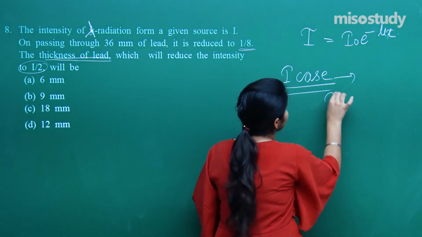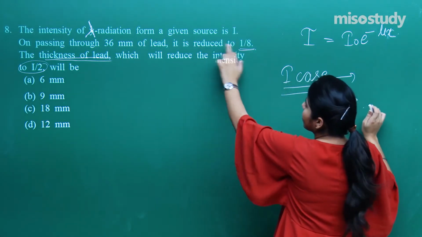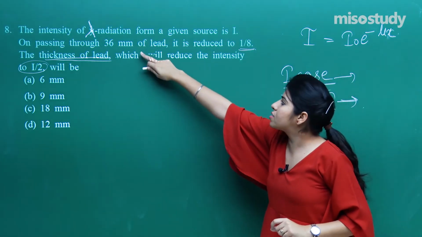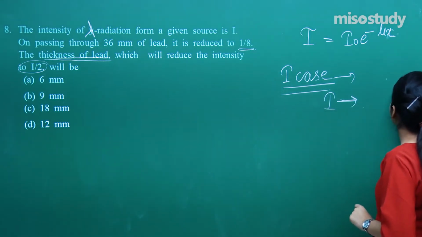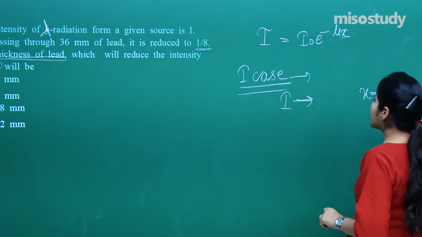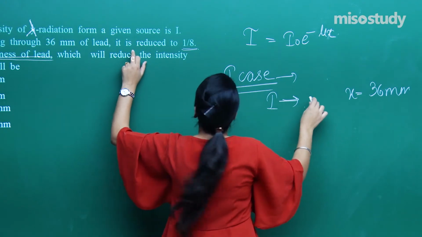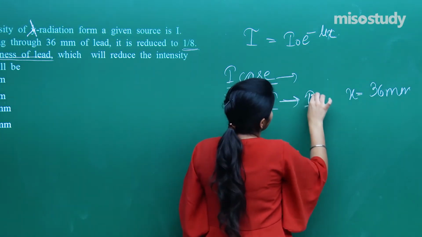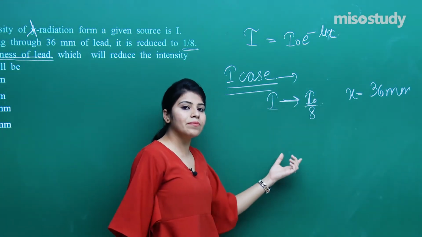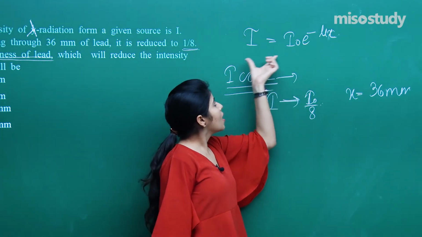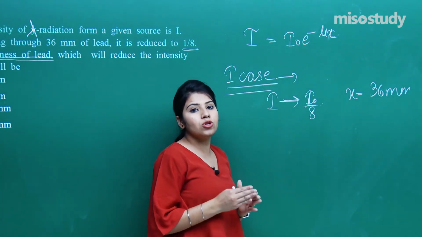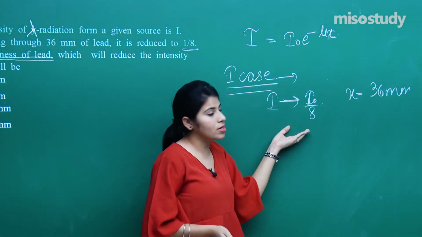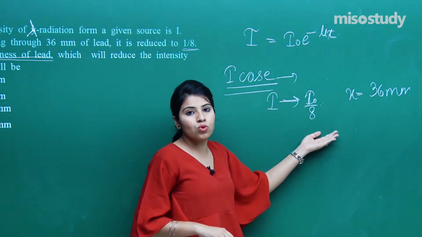In the first case, I have been given that the intensity was earlier I, but when it is passing through lead, that means your x has been given as 36 mm, your I will be reduced to 1/8. Or I can write it as I naught by 8. Why am I writing this as I naught by 8? Because earlier it was I, now it has been reduced to 1/8, so I am writing it in terms of initial intensity.